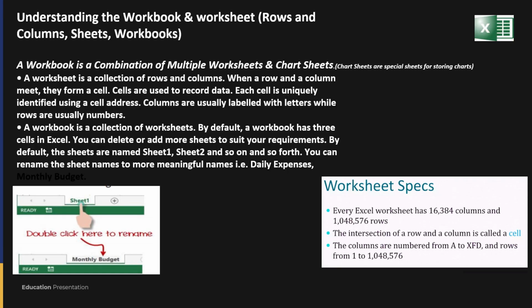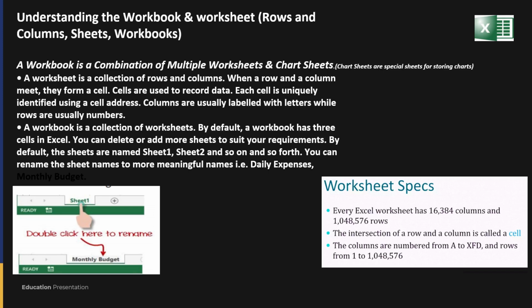Next thing that we have is understanding workbooks and worksheets. Now, these words are quite often confused and used interchangeably, but they mean something different. If I say it in very simple words, a workbook is a combination of multiple worksheets or chart sheets. Chart sheets are specific sheets that are used for the purpose of adding charts, adding visuals to my screen. Okay, so a workbook is a combination of multiple worksheets. We have chart sheets over here.